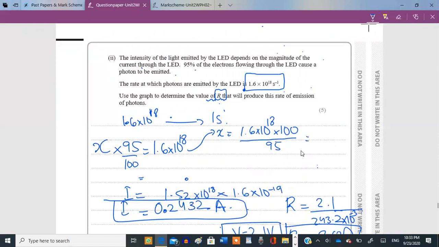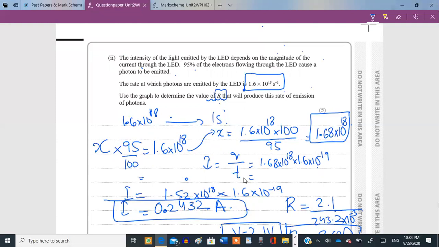Can you calculate a value for this, please? 1.6 raised to the power of 18 times 100 divided by 95. So it's 1.68 times 10 raised to the power 18. Clear? Now these are the number of electrons flowing through the circuit. If you've got the number of electrons, you can get the current as well, because current is the charge upon time. Time is 1 second, but what's the total charge if these are the electrons? Multiply them by the charge of one electron, 1.6 raised to the power of minus 19.